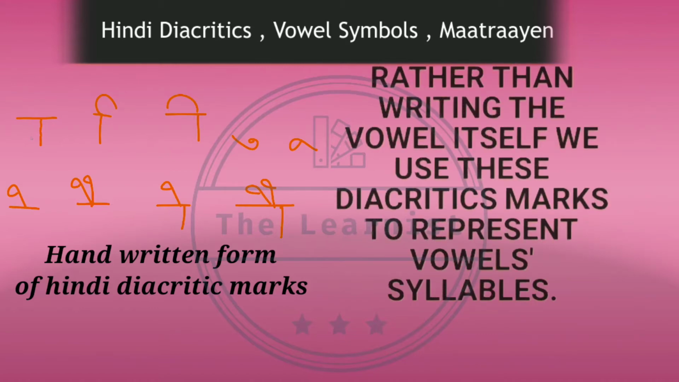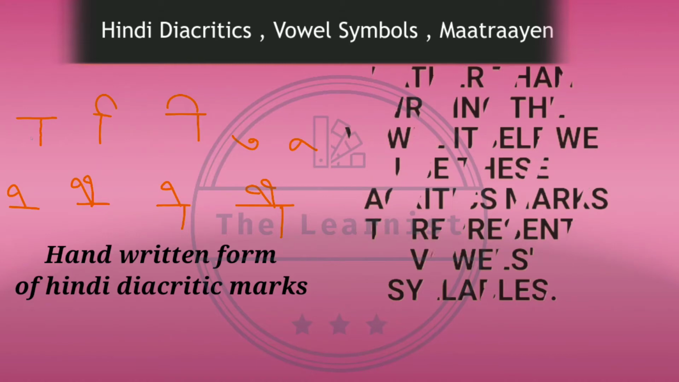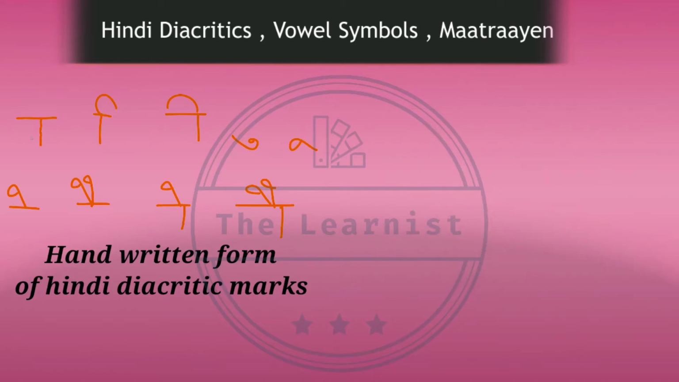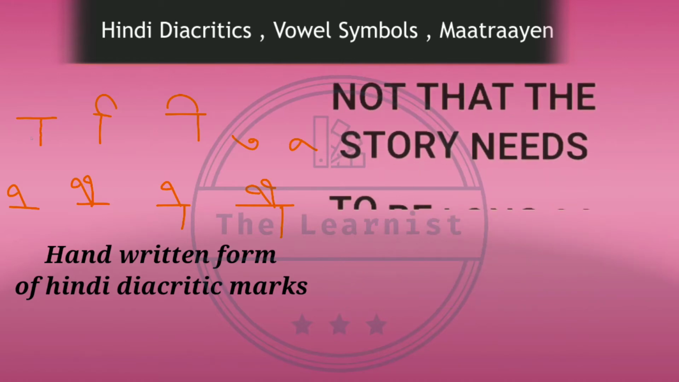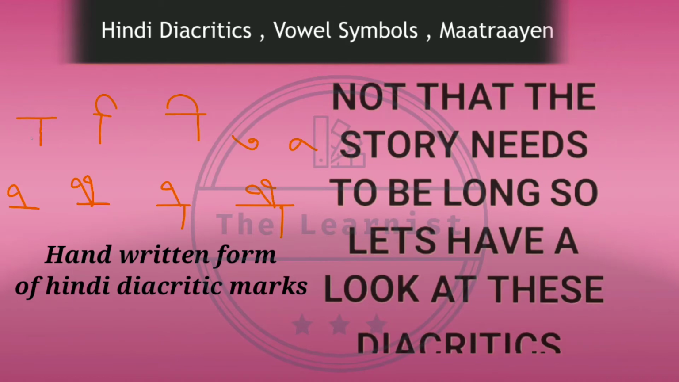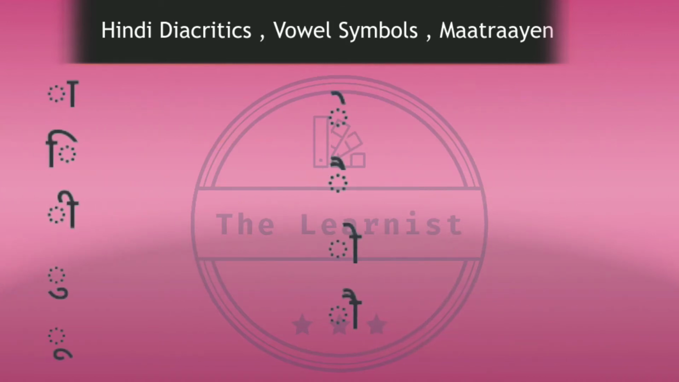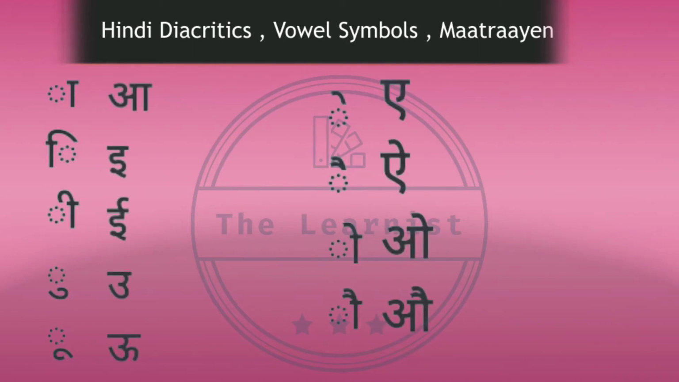Now every vowel adds a distinct syllable to the consonant that it comes after. So we can say that these diacritic marks add different syllables to the consonants. Yes, that means syllables are represented by these diacritic marks. These are all the diacritic marks used in Hindi. And these are the vowels they represent.